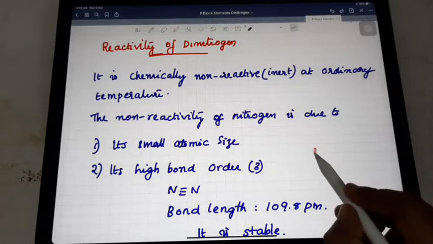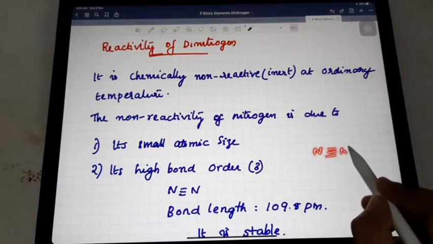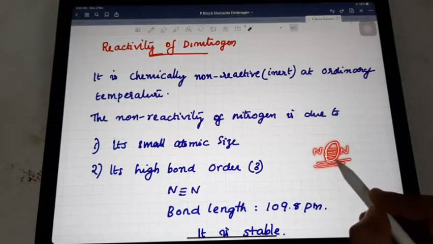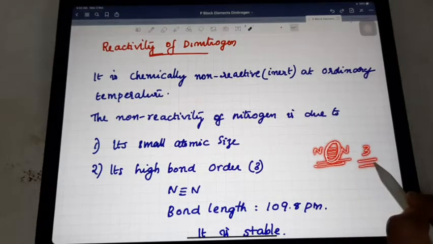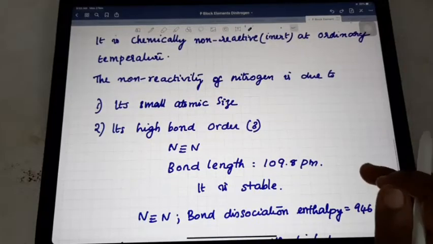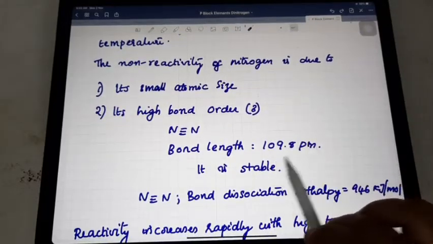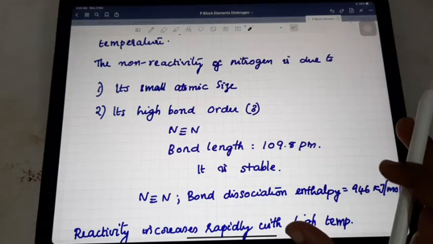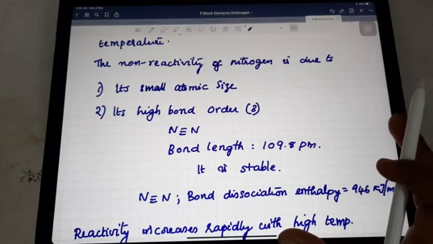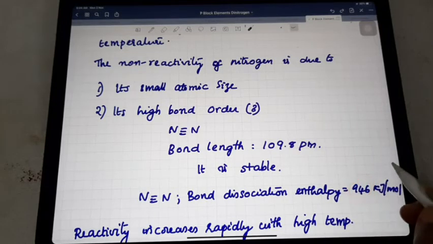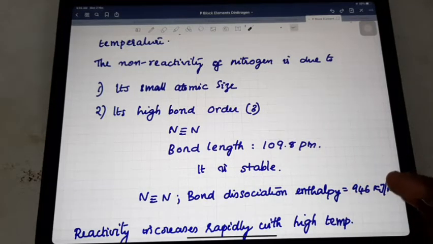And you know that the structure is N triple bond N. So what's the bond order? 3 bonds between them, so the bond order is 3. Bond length is 109.8 picometer. So nitrogen is said to be very stable. And you know that the bond enthalpy is 946, so high bond dissociation enthalpy is also needed.